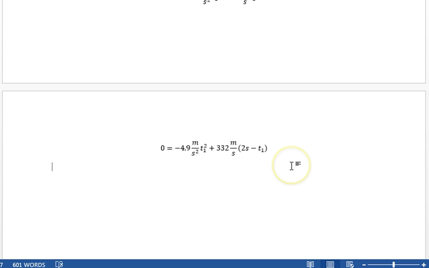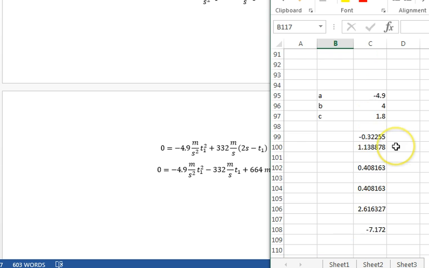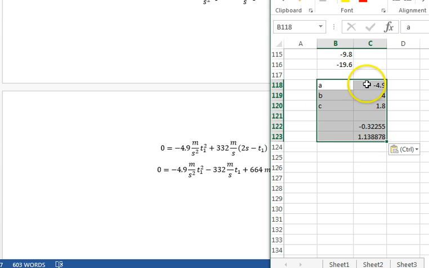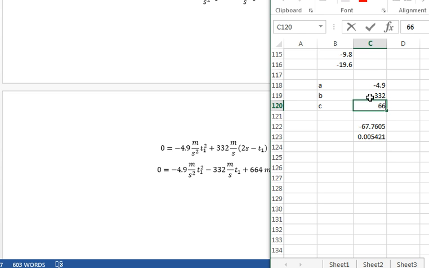A little rearranging, and we're back to the quadratic equation. 0 equals minus 4.9 meters per second squared T1 squared minus 332 meters per second T1 plus 664, that's 2 seconds times 332 meters per second, 664 meters. So this is A, this is B, this is C. Let me go back up and find where I had A, B, and C. I'm going to copy that all down here. So A is minus 4.9, B is minus 332, and C is 664.